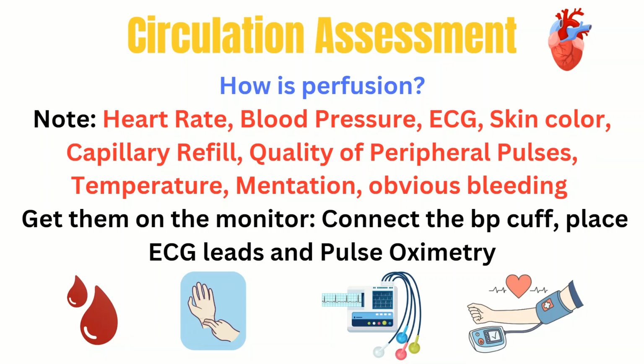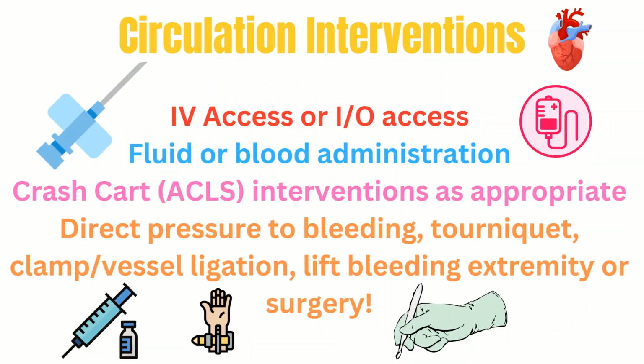So when the patient arrives, we get them on the monitor quickly, connecting the BP cuff, placing ECG leads, and pulse oximetry to collect these pieces of information as soon as possible. As for interventions, you get your patient on the monitor, get IV or IO access, and consider starting fluids, blood products, or even vasopressors depending on the likely cause of the shock. We address the ECG rhythm if needed. Depending on the cause, you may also have to send the patient to surgery.